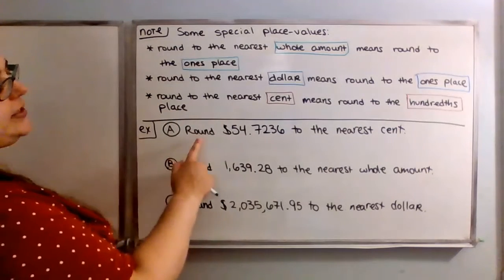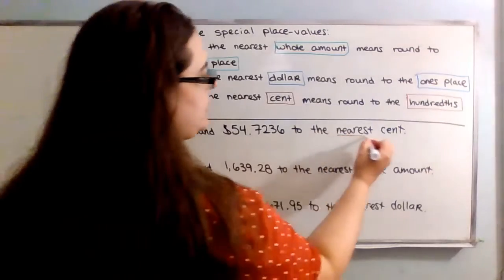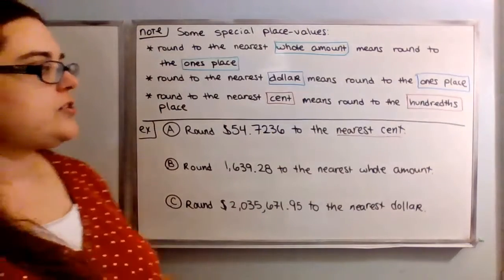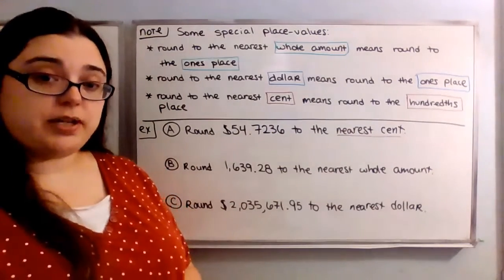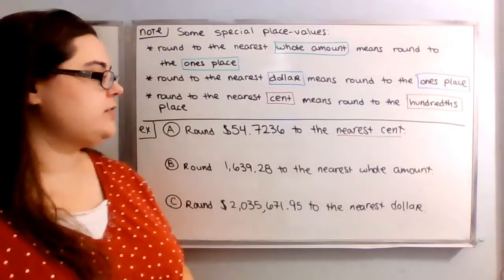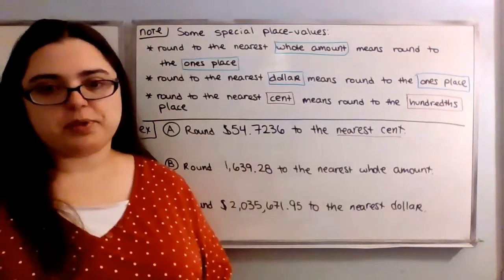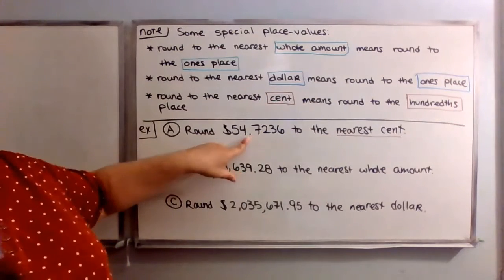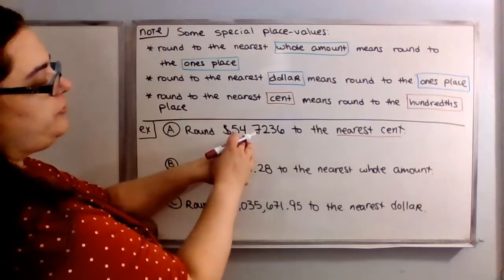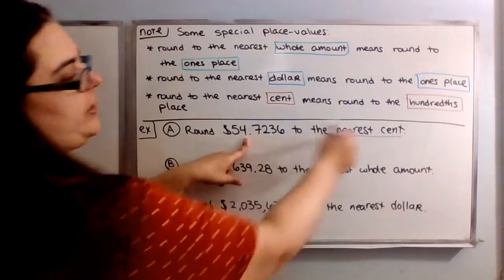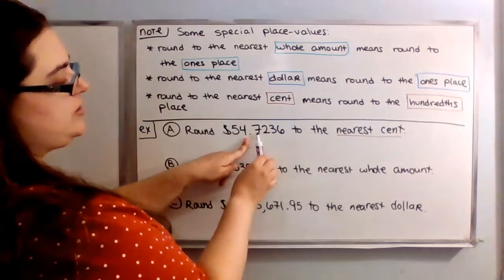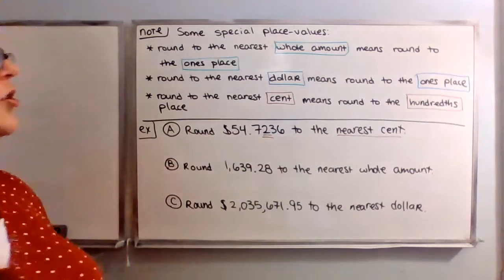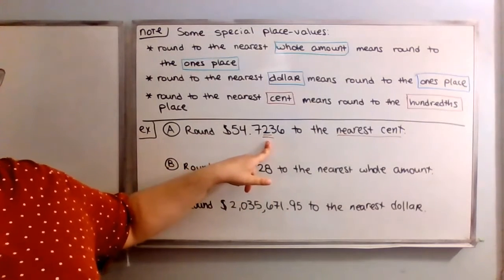So for part A, it says we're going to round this number to the nearest cent. So to the nearest cent means rounding to the nearest hundredths. So we need to identify where's the hundredths place and underline it before we do anything else. To identify the hundredths place, we have to figure out where is the ones place. The ones place is immediately to the left of the decimal point. So the 4 here is in the ones place, and we need to find the hundredths. So we have tenth, and then the 2 is in the hundredths. So I'm going to underline the 2 being in the hundredths place.